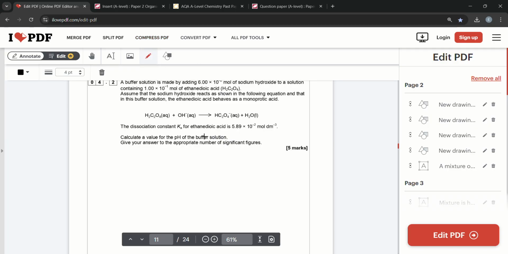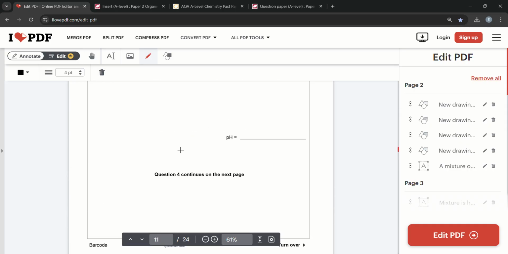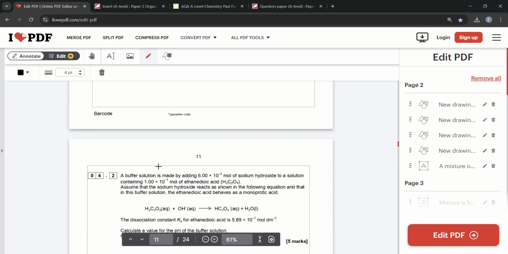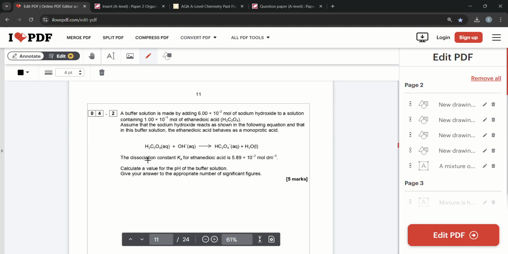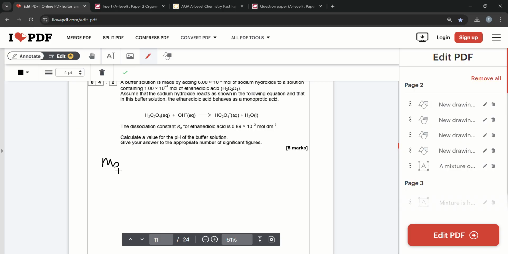Calculate a value for the pH of the buffer solution. So first thing we need to do, let's find out the moles of, first thing I can see, moles of sodium hydroxide.